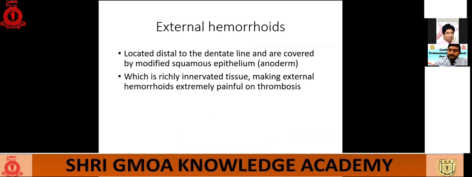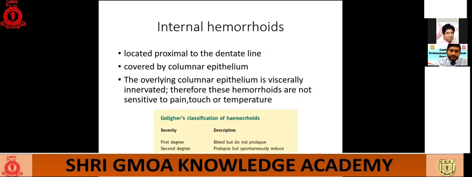The problem with external hemorrhoids is when they are thrombosed, it's extremely painful because it's innervated by the ectoderm from the surrounding skin. So it's very painful, and they need urgent surgery. Internal hemorrhoids, which are located proximal to the dentate line, are covered with columnar epithelium and viscerally innervated. So they are painless. They are not sensitive to pain, touch, and temperature.